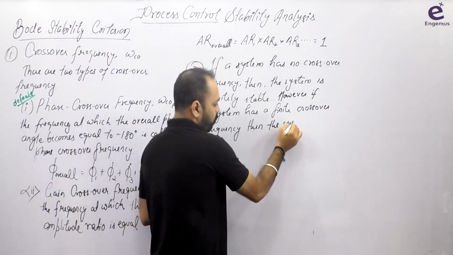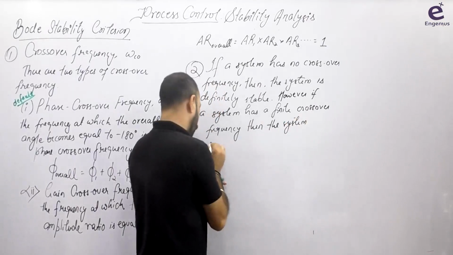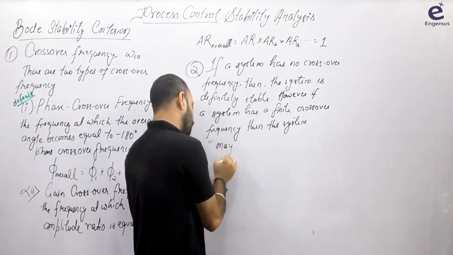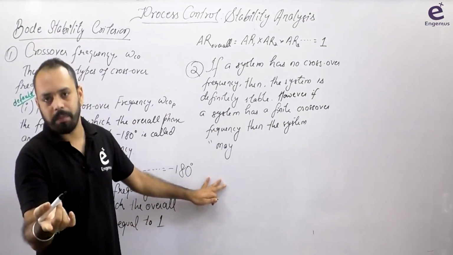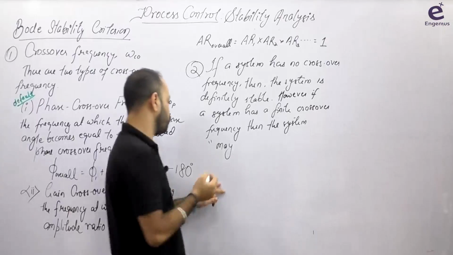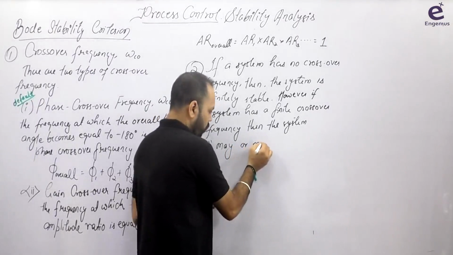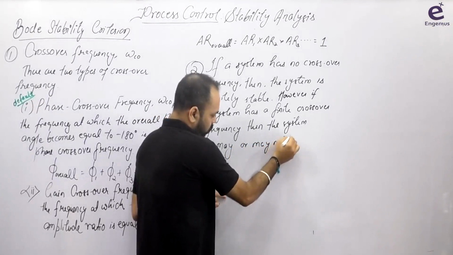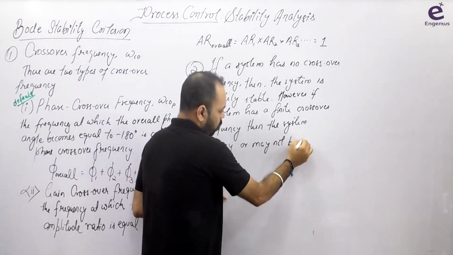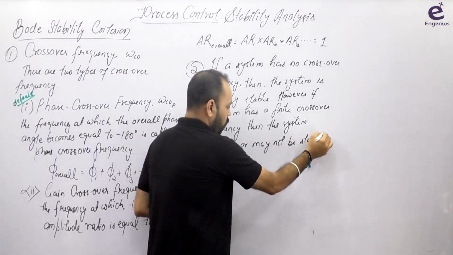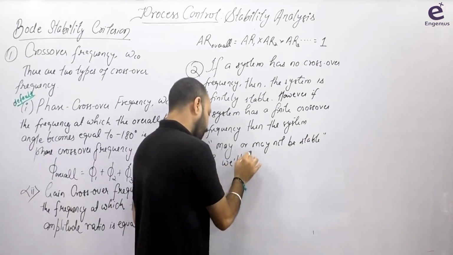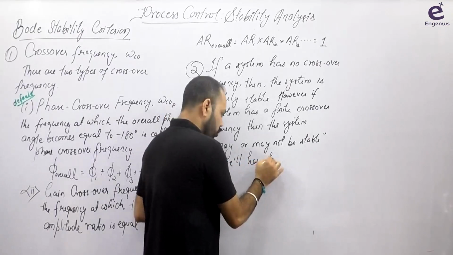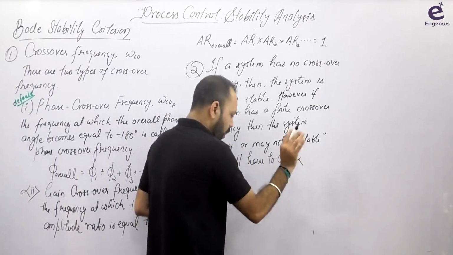the system may or may not be stable, just like Routh stability criteria. If all of them are positive, then it may or may not be stable. Then you'll have to make the Routh table. Then the system may or may not be stable, and we'll have to check. How to check? I'll tell you.